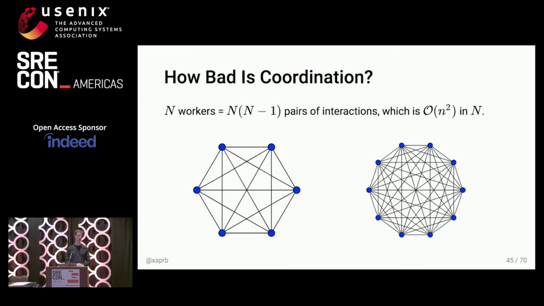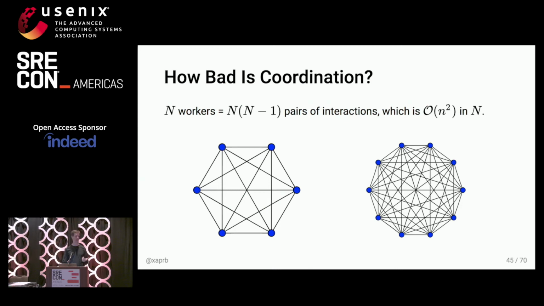So how bad is this coordination overhead? It's actually pretty bad, and it grows really fast as you grow concurrency. So that's the key point. As you try and increase, you're like, oh, I'm going to really parallelize this, and I'm going to create lots of concurrency. Surprise, the overhead of that just explodes. At the worst case, it can be as bad as the fully connected graph of all of the workers, which is n times n minus 1 pairs of possible interactions, which is order of n squared.